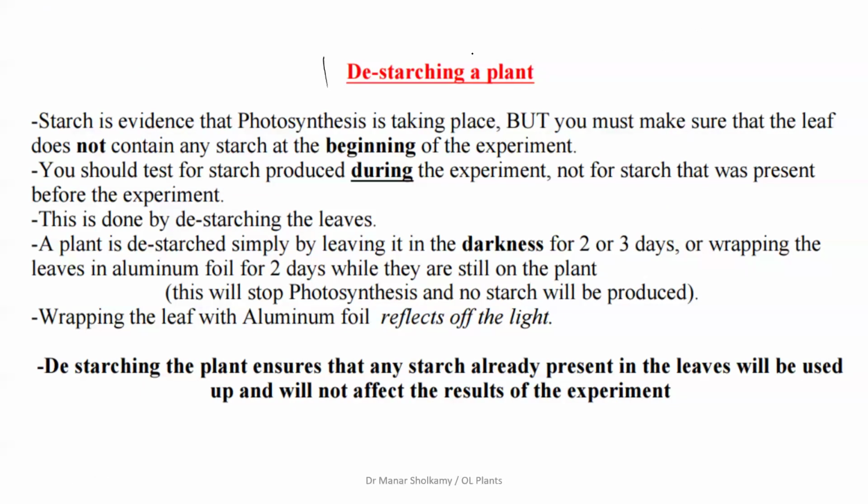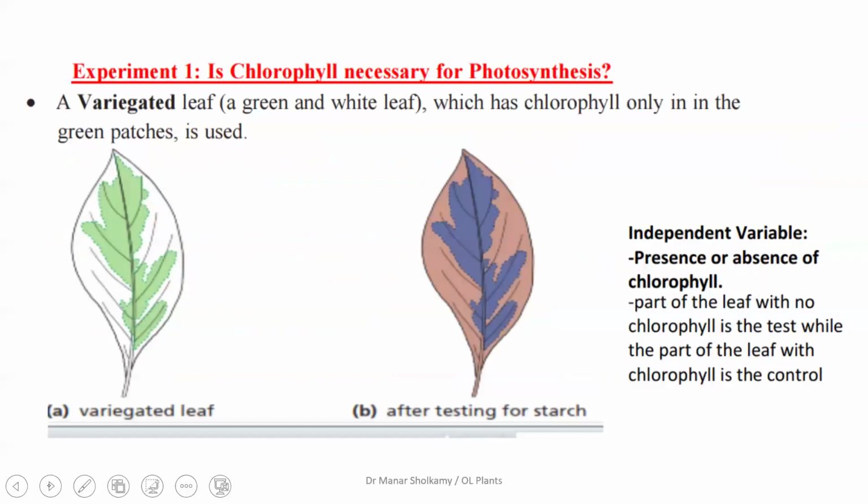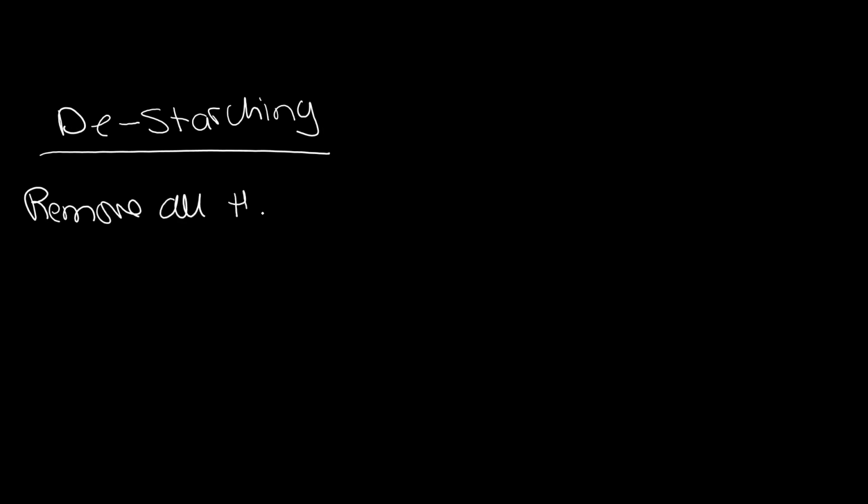Okay, now there is a step known as destarching the plant. Again, I'm going to explain what destarching is and how it is done. So what are we talking about? We're talking about a procedure known as destarching. From the name, destarching means I'm going to remove all the starch from the plant. Now let's understand it together from the very beginning.